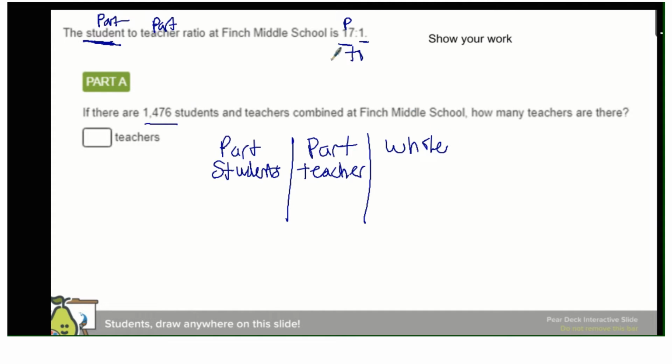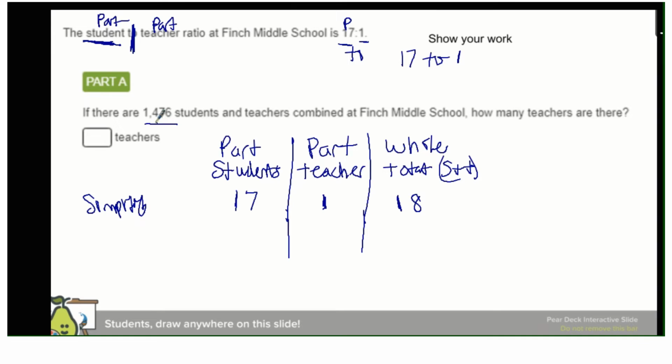And then the whole is going to be the total, which is going to consist of the students plus the teachers combined. So we have 17 students to 1 teacher, so we have 17 to 1. So we put 17 students. For every 17 students, there is 1 teacher. Now if you combine 17, that means to put together the students and the teachers, that's going to be equivalent to 18. So that's going to be the whole for the simplified ratio.